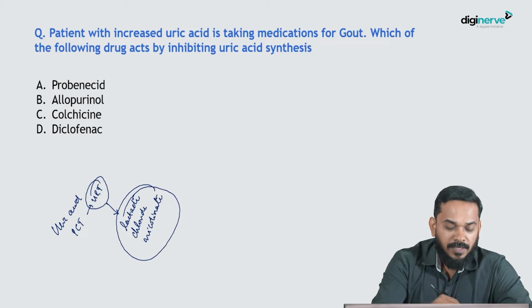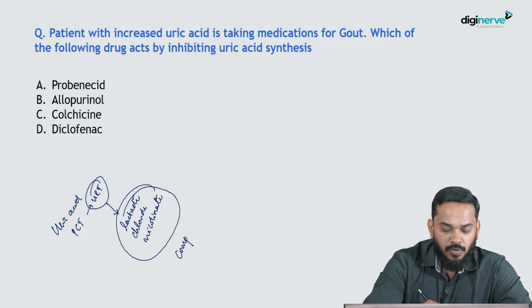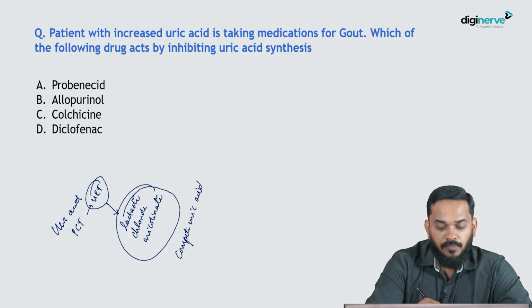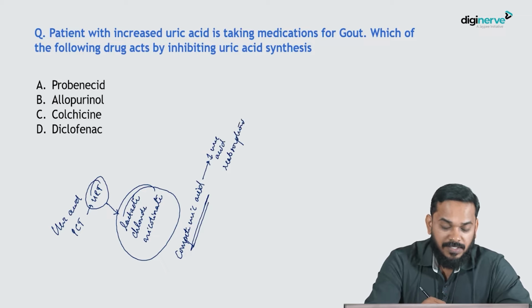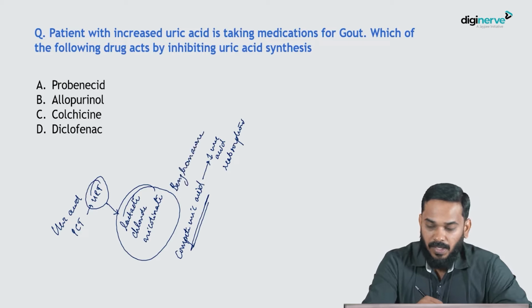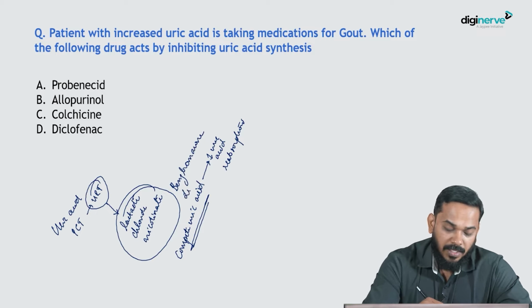Probenecid is an agent which will compete with uric acid for reabsorption, thereby reducing uric acid reabsorption. Other agents which have a similar action are benzbromarone and losartan.